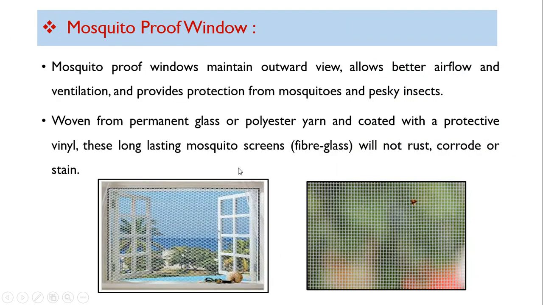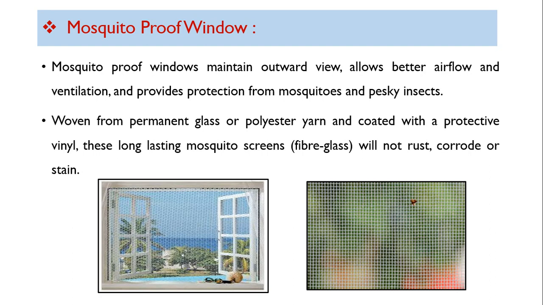Now next is the mosquito proof window. The window which does not permit mosquitoes to come inside or go outside is called a mosquito proof window. A mosquito proof window maintains the outward view, allows better airflow and ventilation, and provides protection from mosquitoes and pesky insects. Woven from fiberglass or polyester and coated with a protective vinyl, these long-lasting mosquito screens will not rust, corrode or stain.